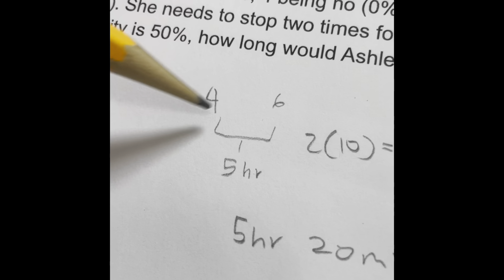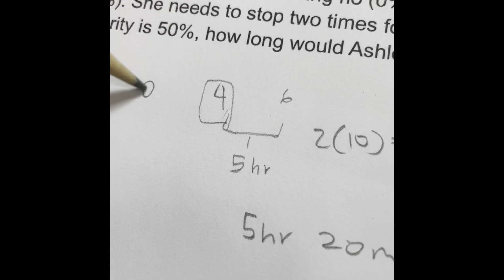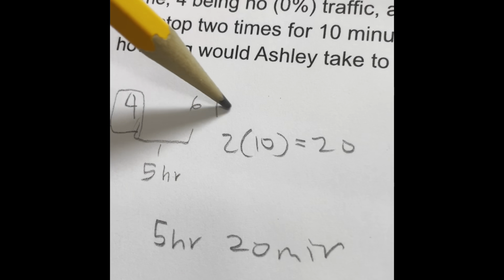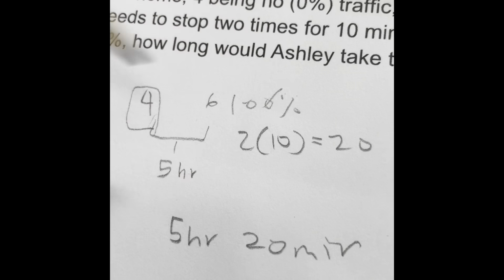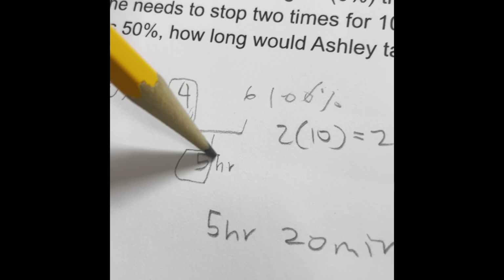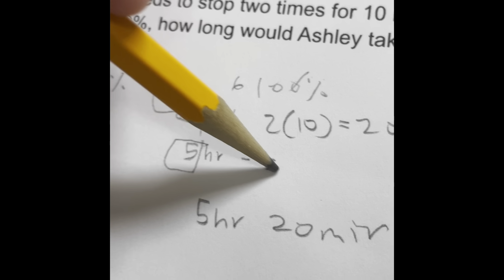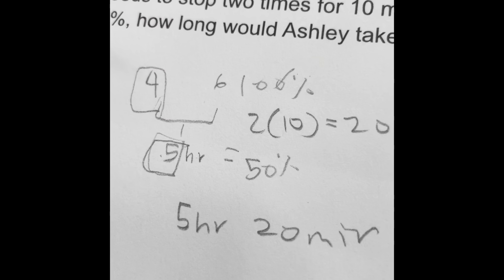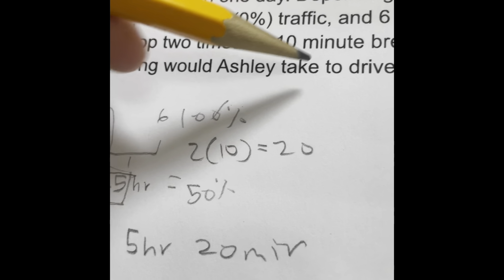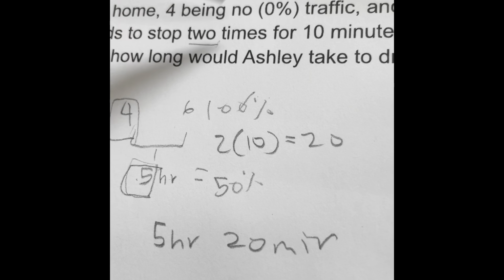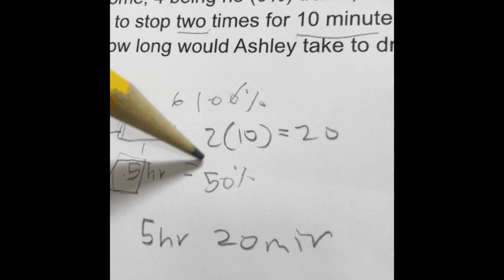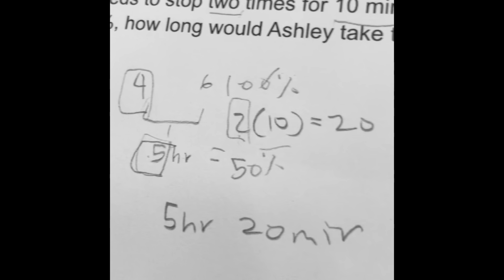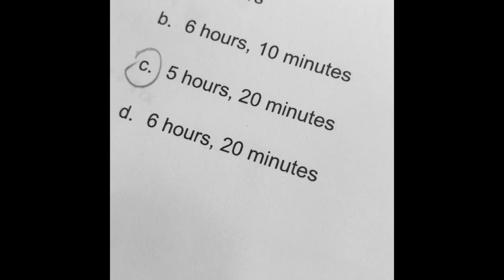So 4 is 0% and 6 is 100%. So what's the half of that? That would be 5. 5 would be our 50%. So since we know that it's 5 hours, we're not done yet. She tells us that she's going to stop 2 times for 10-minute breaks. So we need to multiply 2 times 10 to get 20. So it would take her 5 hours and 20 minutes, which is C.